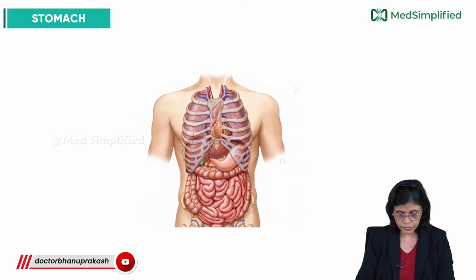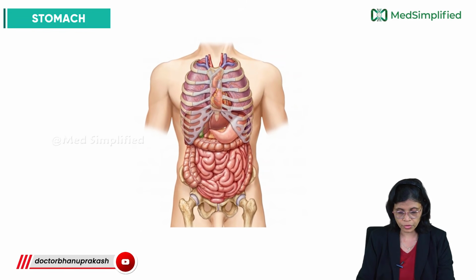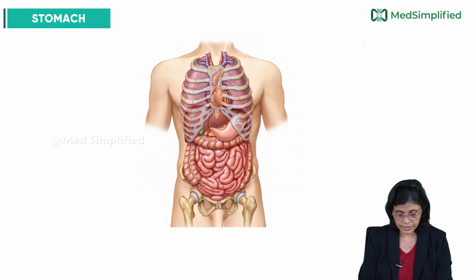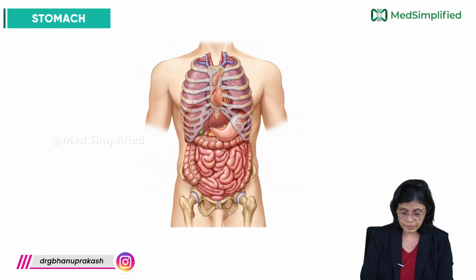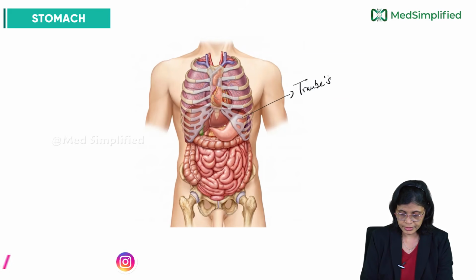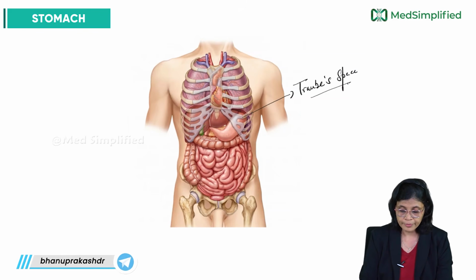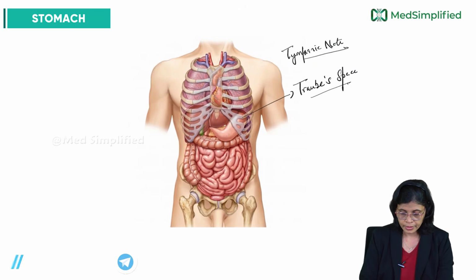Here you have to know one thing, the Traube space. What is this Traube space? It is basically an area which overlies the fundus of the stomach. This we call the Traube space. Normally, when we percuss it, it is tympanic. You get a tympanic note on percussion.